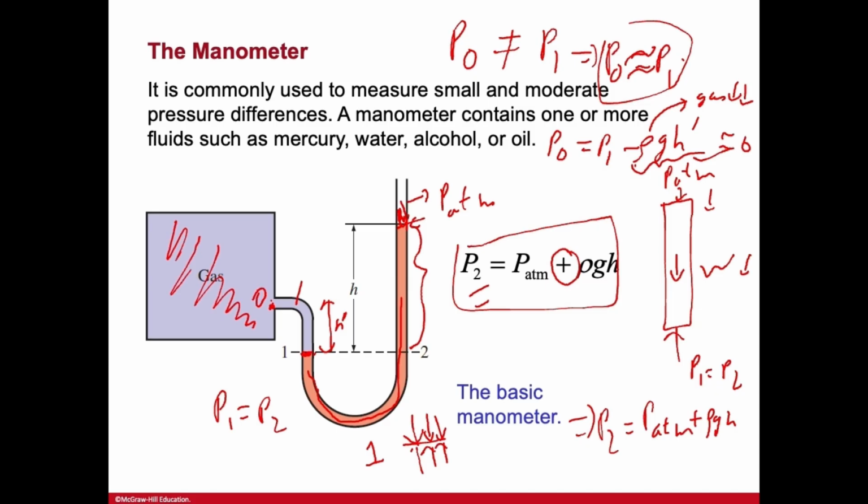Hence when you're calculating pressure at 1, that is roughly going to be the same as pressure 0, since this fluid out here is gas. It will be slightly different if the fluid in this container was actually a denser liquid. In that case, you cannot approximate P0 to P1. So just keep that in mind.